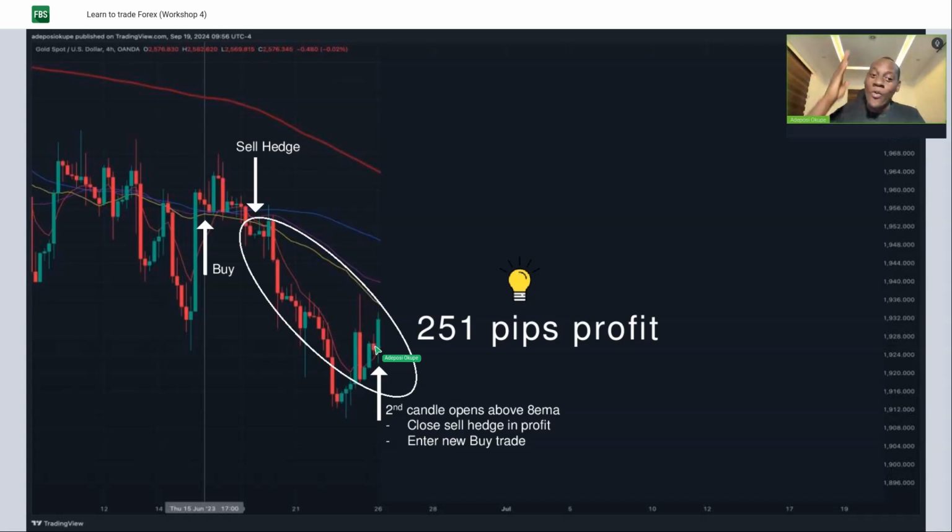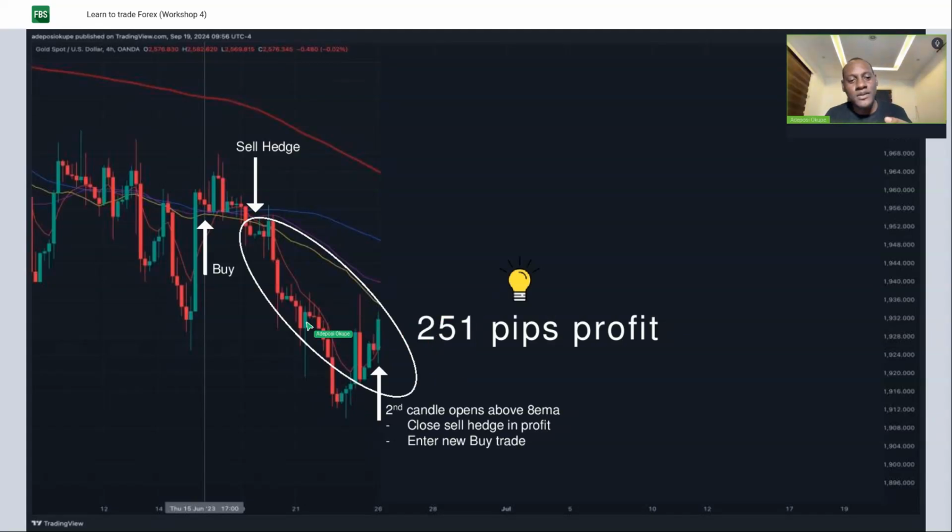See crossover 1. By the time you get 2, you can make a decision. But if you don't get the second candle above, you don't close it. So when we got the second candle above, what did we do? We closed our sell hedge. You can see that. And how many pips was that sell hedge? 251 pips. This is a 4-hour chart. So this must have been like 3 days.